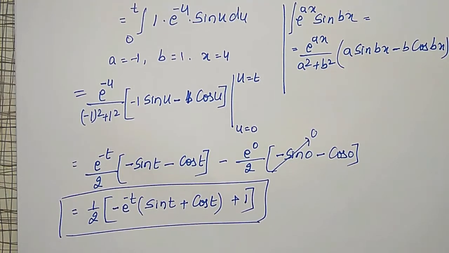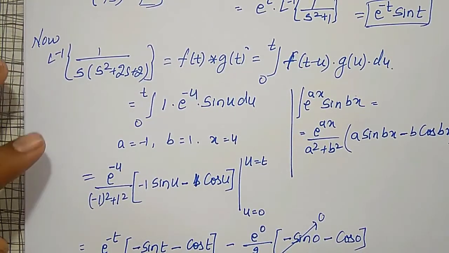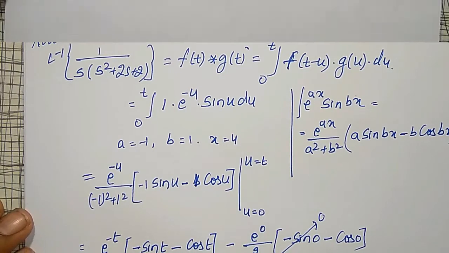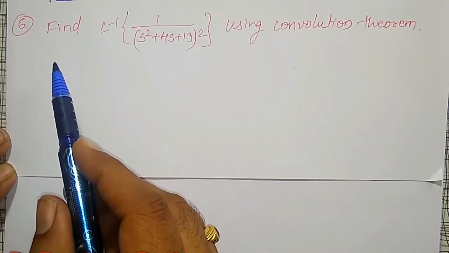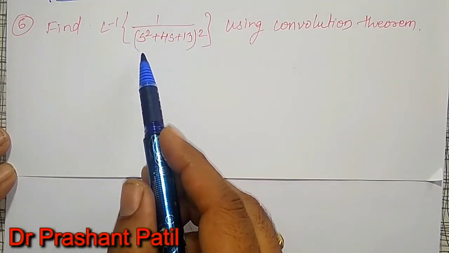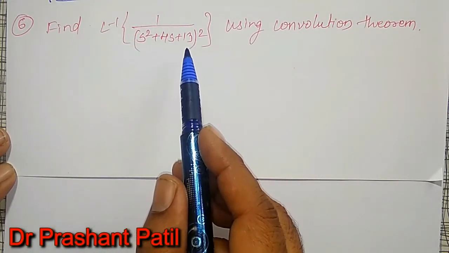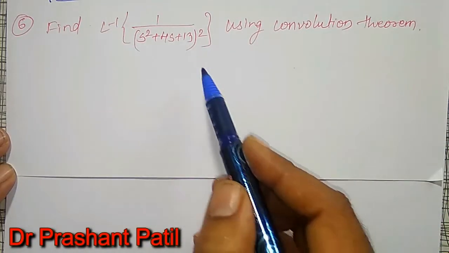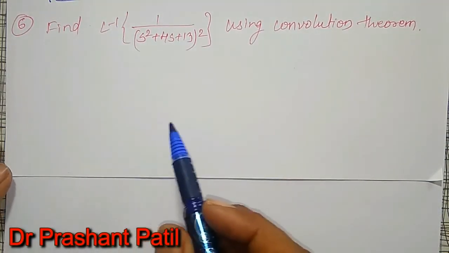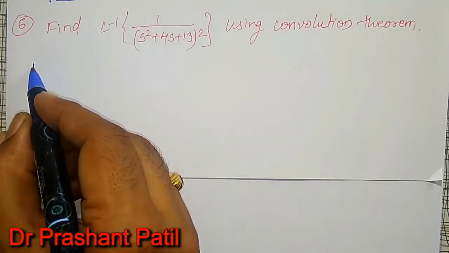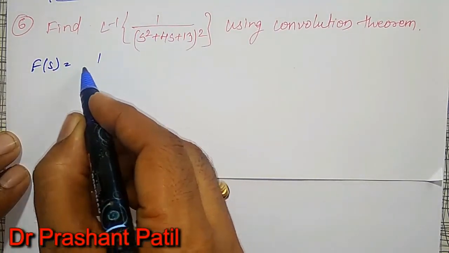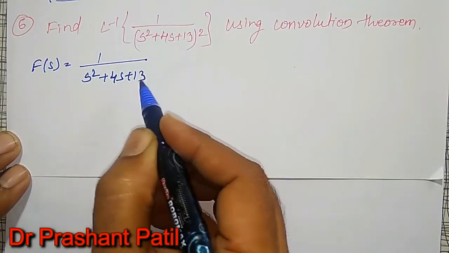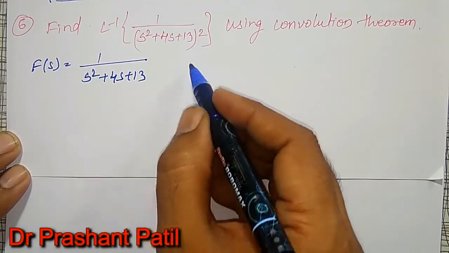Inverse Laplace transform of 1 divided by s into s square plus 2s plus 2. Like this, one more example I am going to now solve here. Next one is, find inverse Laplace transform of 1 divided by s square plus 4s plus 13 bracket square, using convolution theorem. If the square is there, then I can split it into two terms, as my f of s I can take it as 1 divided by s square plus 4s plus 13, and same term also I can take it as g of s.